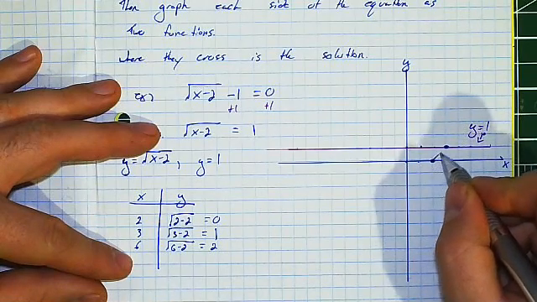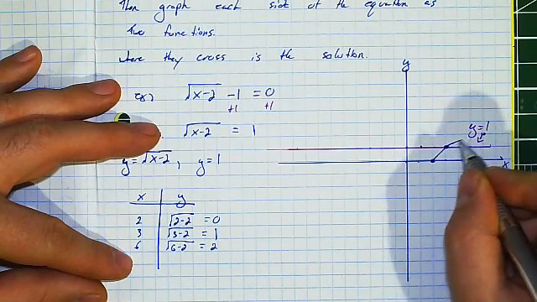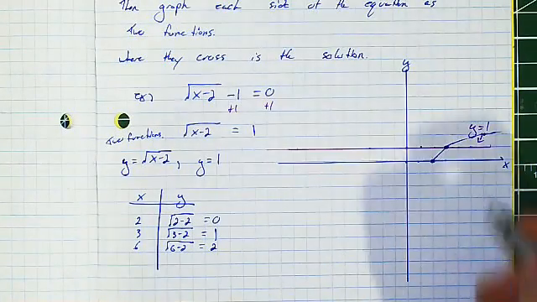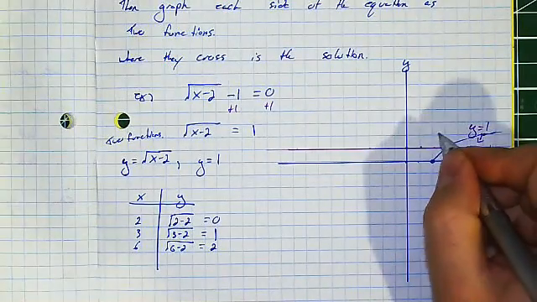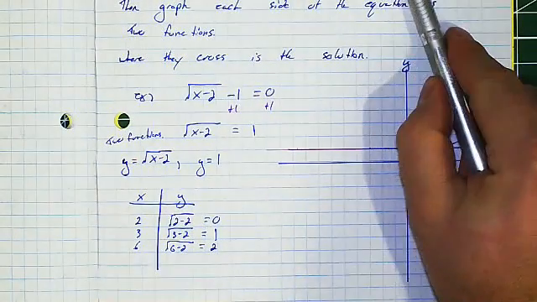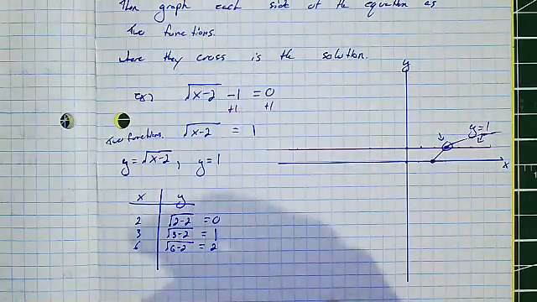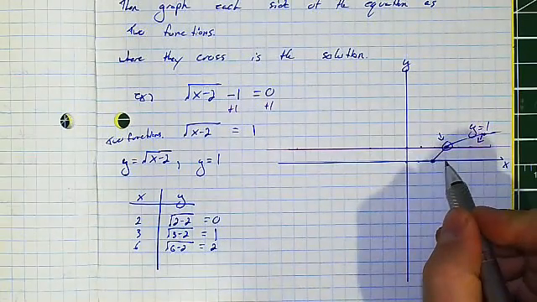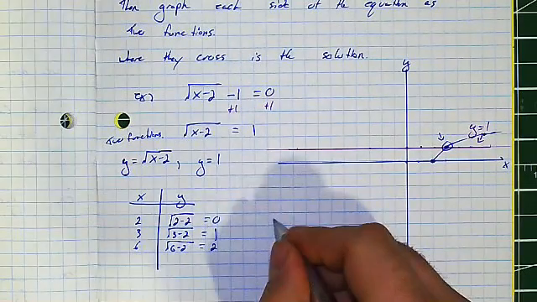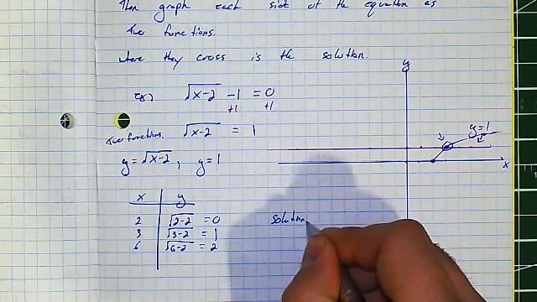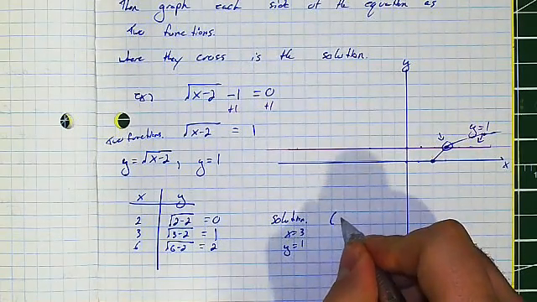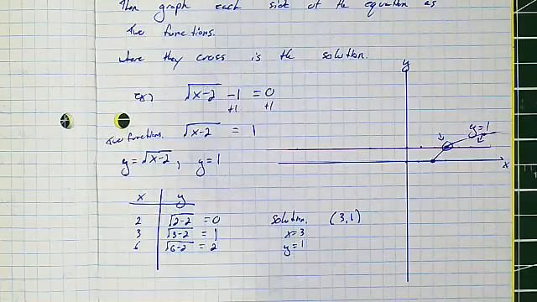You'll notice very quickly that because it is a root, it's not a linear function. This actually goes into a parabolic shape. But what we care about is where they cross, which is right here. So the solution to root of x minus 2 minus 1 equals 0 is when x is 3 and y is 1. So the solution: x equals 3, y equals 1. And if we put this in coordinates, it would be 3, 1.